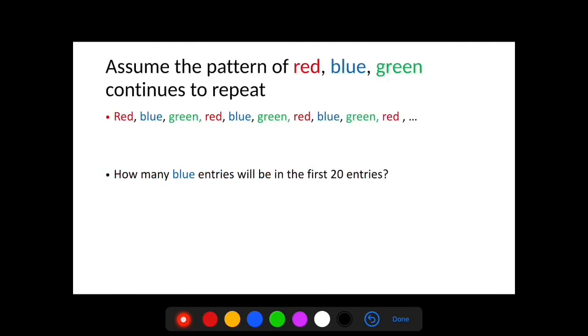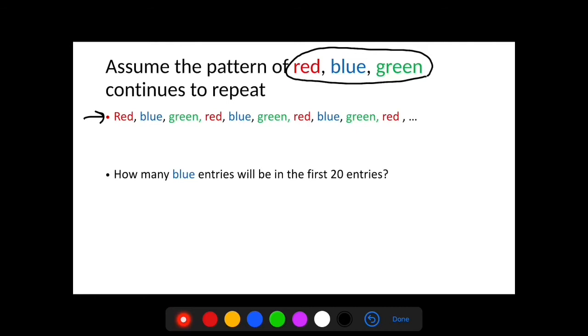So let's go ahead and define our repeating unit as just those first 3 words, those first 3 colors, and we say that this continues to repeat. So let's ask the question, how many blue entries will be in the first 20 entries? Take a moment to pause the video and see if you can figure it out.